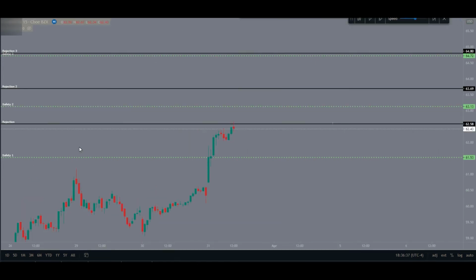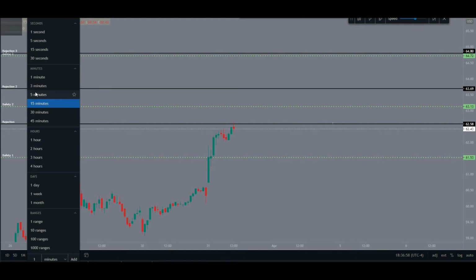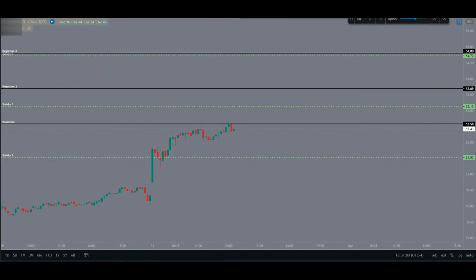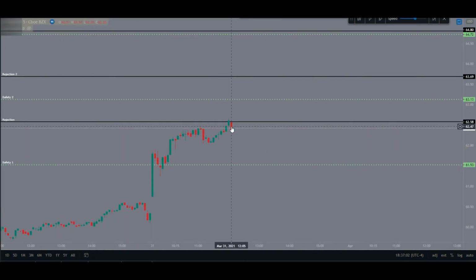Now that's a clear rejection, occurring at about noontime on March 31st. Whatever day it happened, we know that the market has rejected exactly on our rejection line. Now this is the 15-minute. If I zoom in, look how beautiful that is. Look how beautiful that is.